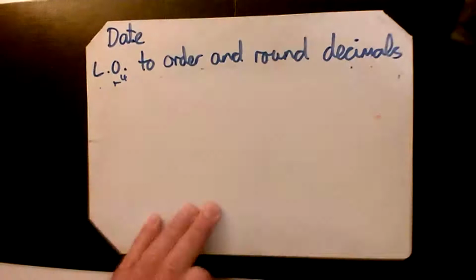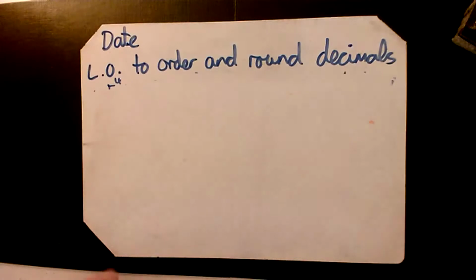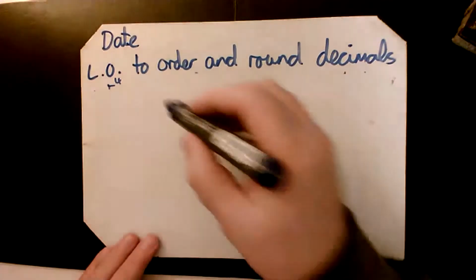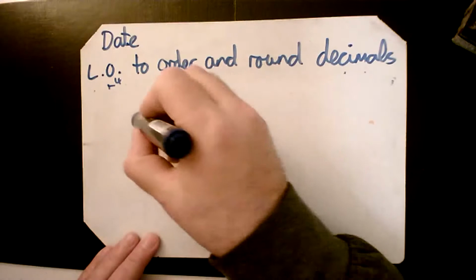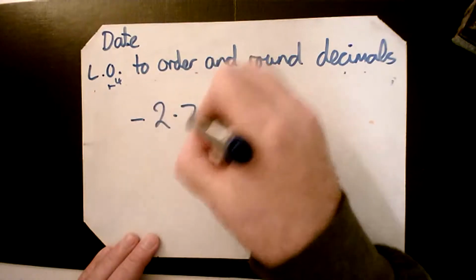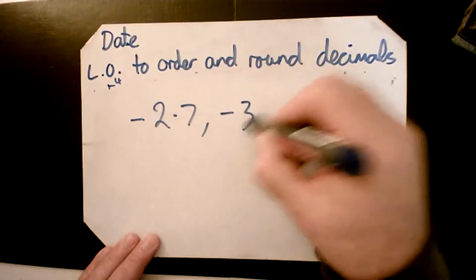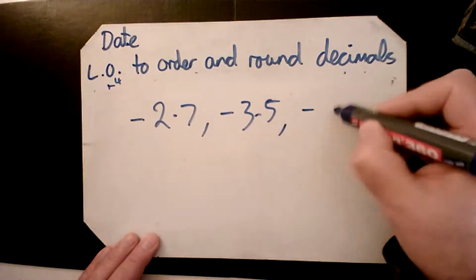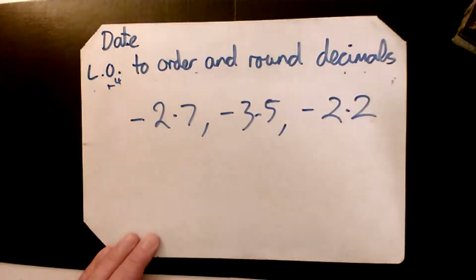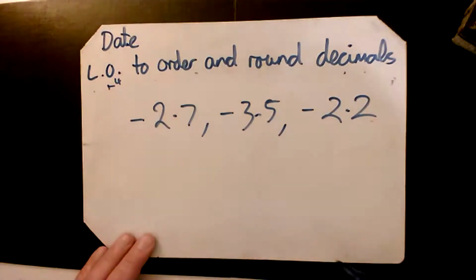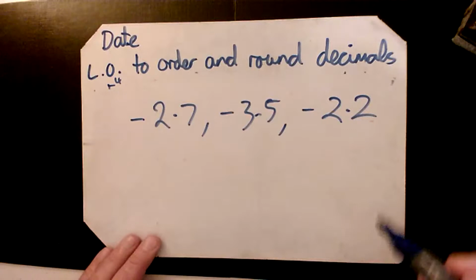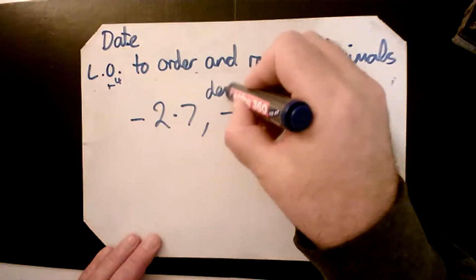Right, so let's very quickly do this. We've got -2.7, -3.5, -2.2, and you could be asked to put this into, what did we do last time? So we'll put this one into descending.